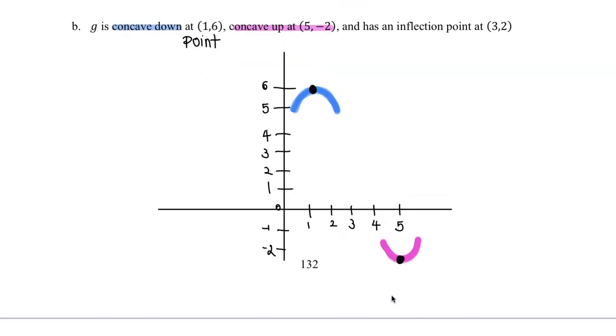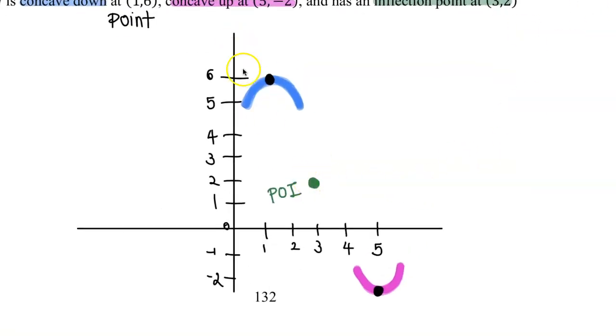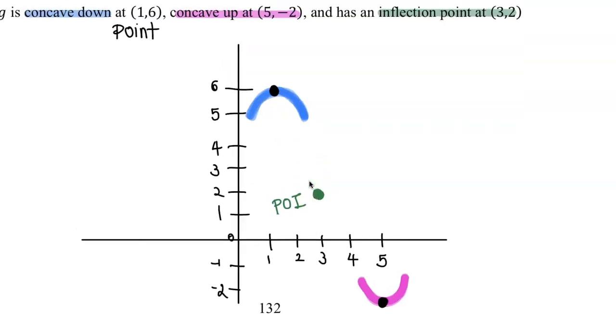They said it has an inflection point at (3,2). So I'll plot the inflection point at (3,2). So I have to go 3 to the right, up 2, and here is going to be the inflection point. So this is our POI, point of inflection. But this will be where the concavity changes. So to the left of it, this will be concave down. So I will sketch a graph that is concave down to that green point.